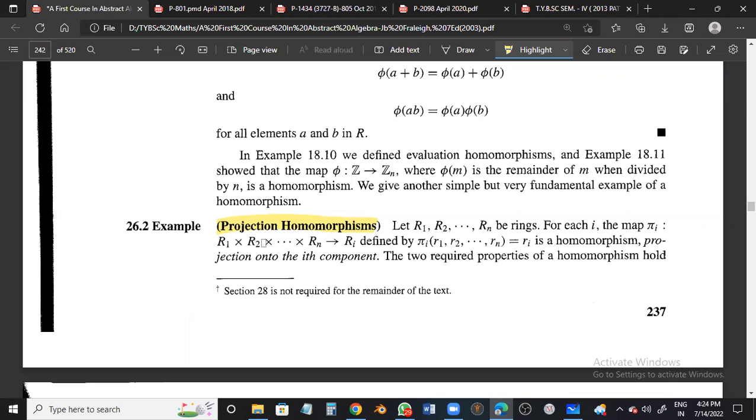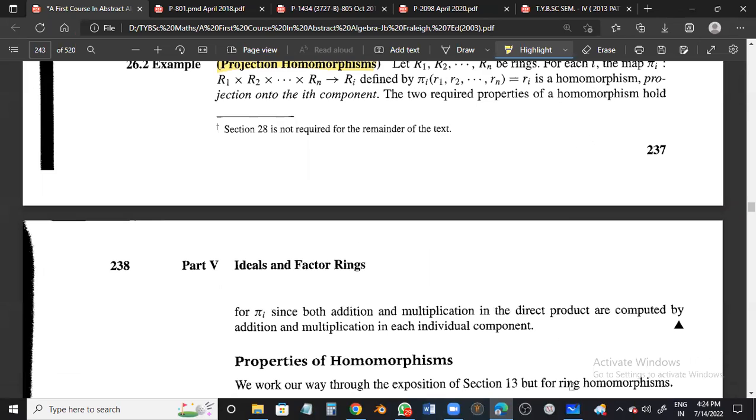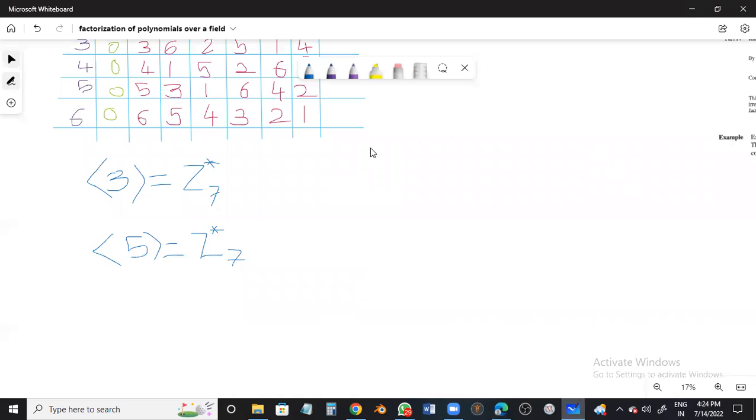And you define a map pi i. How are we defining pi i? So pi i carries this direct product into Ri. So pi i of (R1, R2, and so on, Rn) becomes Ri. So it is itself a homomorphism, meaning projection onto the ith component. So I would like to go with this example.